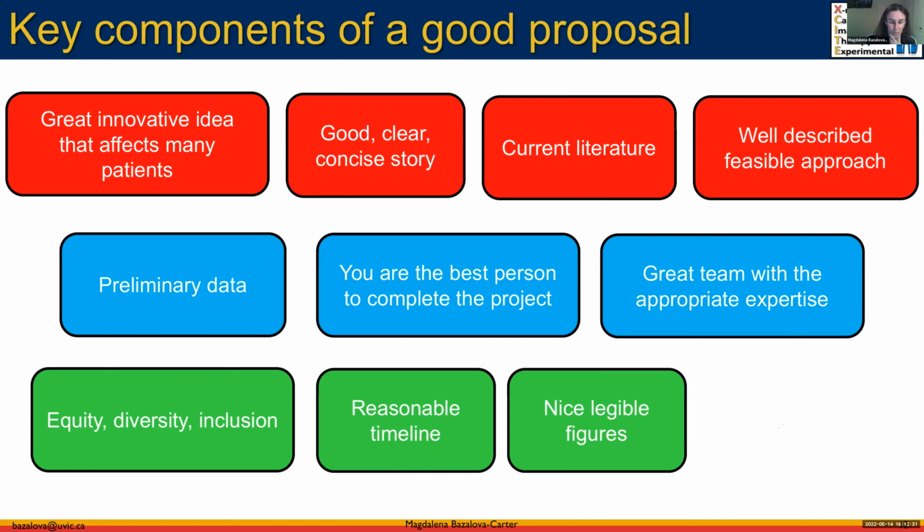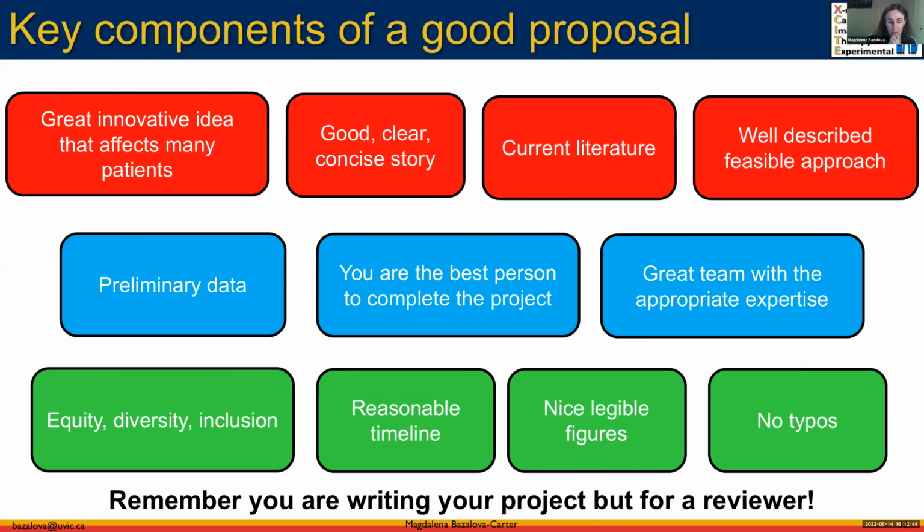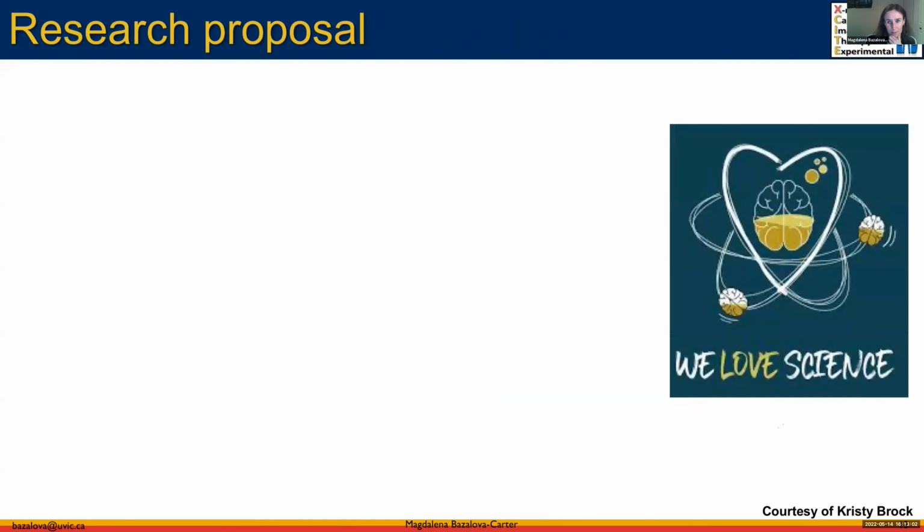It's always nice to provide nice and legible figures. If they are too small to see anything on them, it's also not going to work. And if you can, provide a proposal that does not contain any typos. So you're writing your own project, this is what you're describing, but you're writing it for a reviewer. So it's very important that you keep the reviewer's point of view in mind as well. And you basically can assume that the reviewer, well, they're a scientist, they might know very little about your research area. So everything has to be very well described.